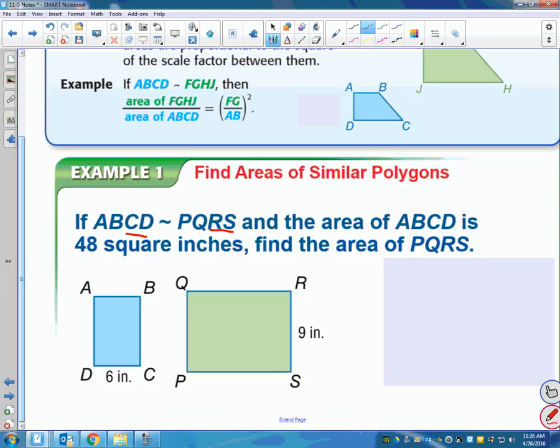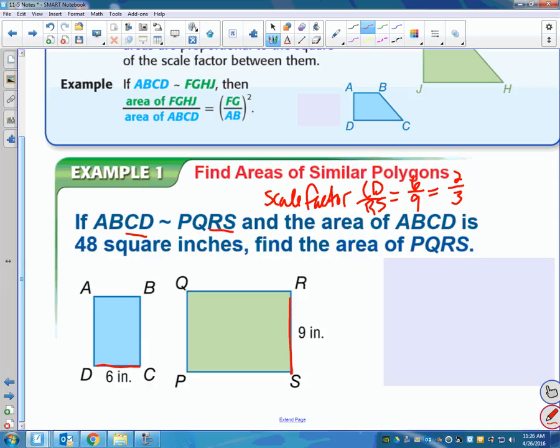So we know that we could find that scale factor by taking CD over RS, right? So we could say our scale factor is CD over RS, which is just 6 over 9. Are we going to leave it at 6 over 9? You could, but I'm just going to simplify it. Is it okay if I change that to 2 over 3? So that's my scale factor.